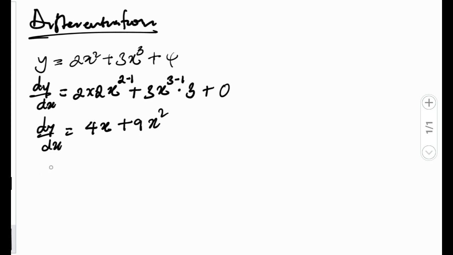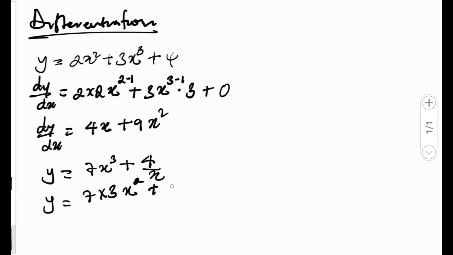Suppose I have another one, y equals 7x cubed plus 4 out of x. This would be equal to 7 times 3x squared plus 4x to the power negative 1 minus 1. Yes, the initial power is negative 1, and then this is times negative 1.